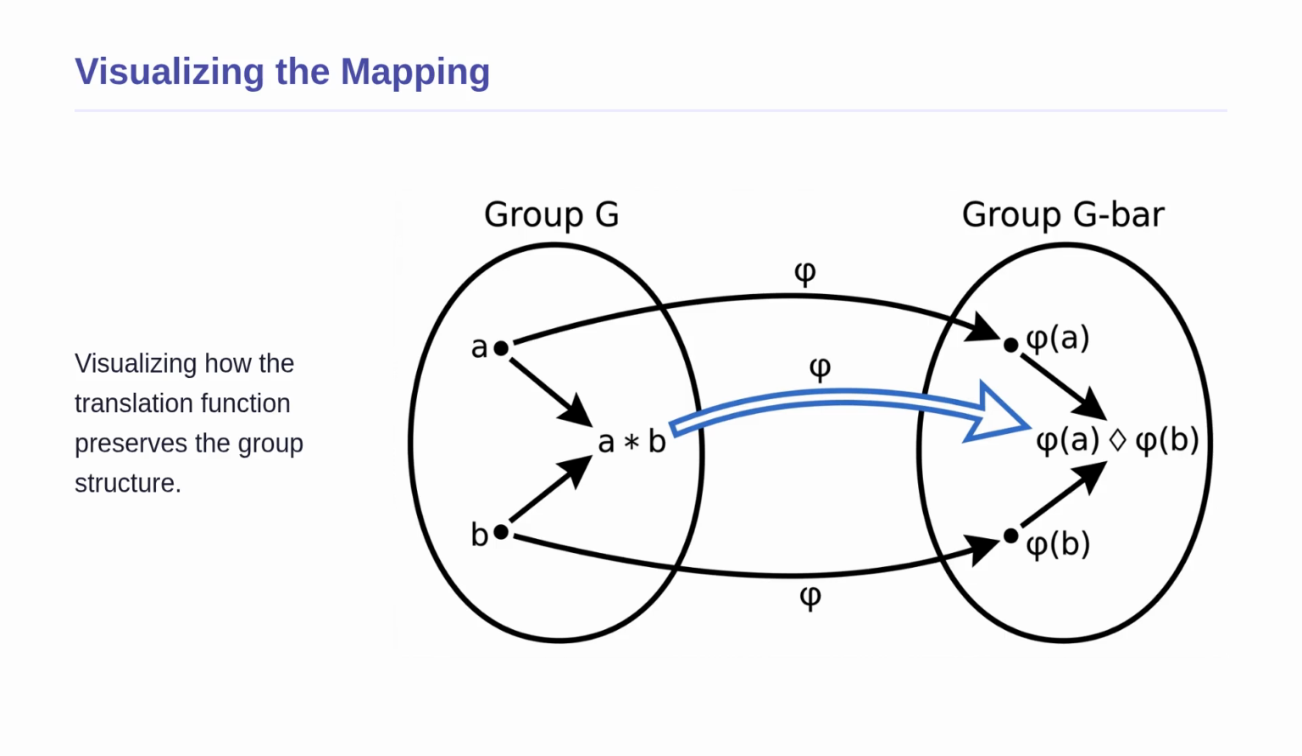Before we move on to a concrete example, let us visualize this operation preservation. On the screen, you see two distinct groups, labeled Group G and Group G bar. Notice how the elements A and B in the first group map directly to phi of A and phi of B in the second group. When we combine A and B using the star operation, we get a new element. If we map that combined element over, it lands on the exact same spot as if we had combined the translated elements using the diamond operation. The blue arrow represents this perfect structural harmony.